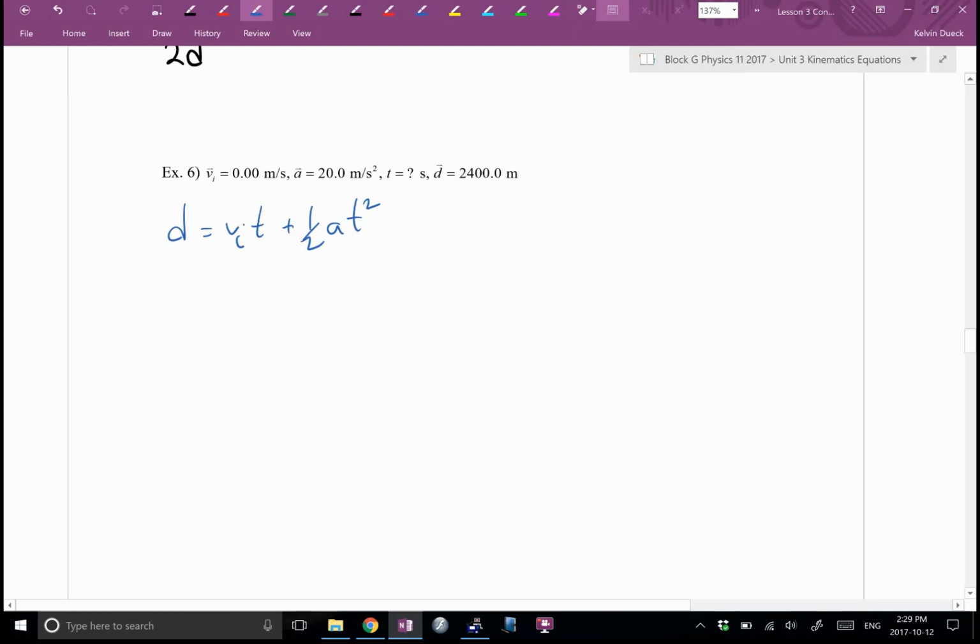This equation we're going to use an awful lot. Specifically, we're going to use it an awful lot in a very specific situation.